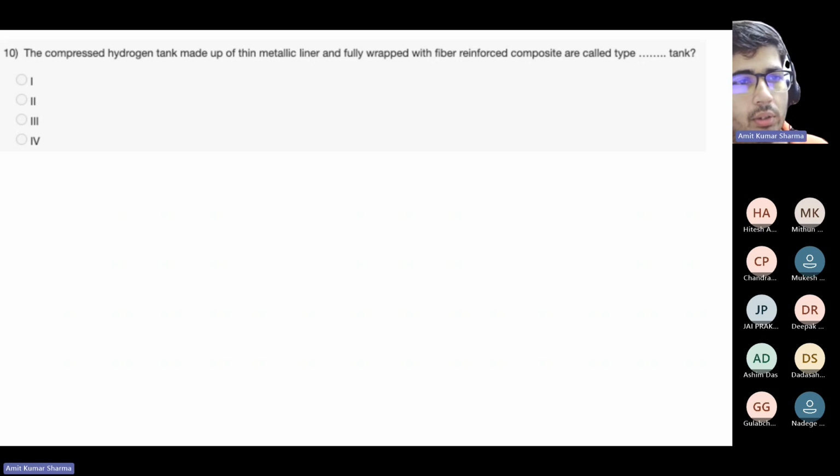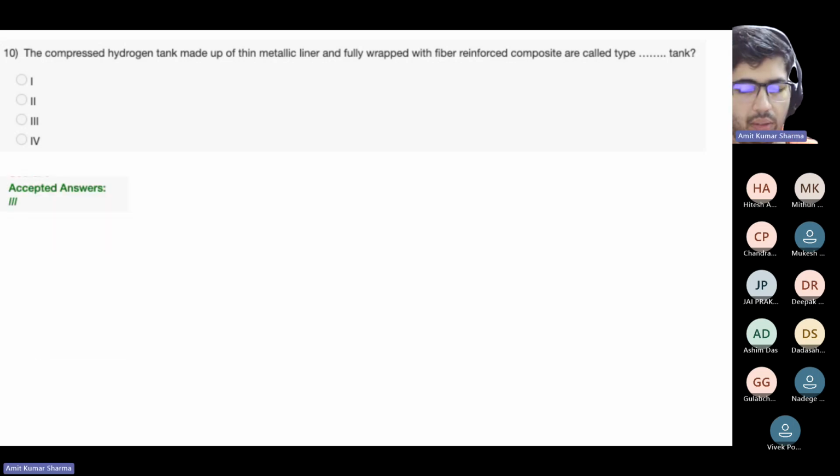The compressed hydrogen tank made up of a thin metallic liner and fully wrapped with fiber reinforced composite is called type 3 tank. Yes, so the fiber reinforced type 3. What about type 4? It's the polymer liner inside and fiber reinforcement composite outside.